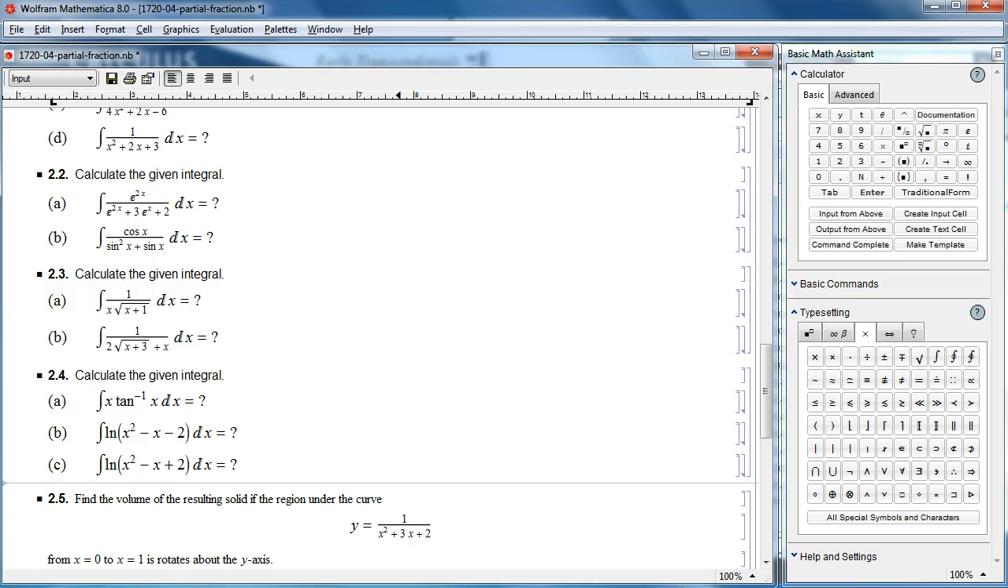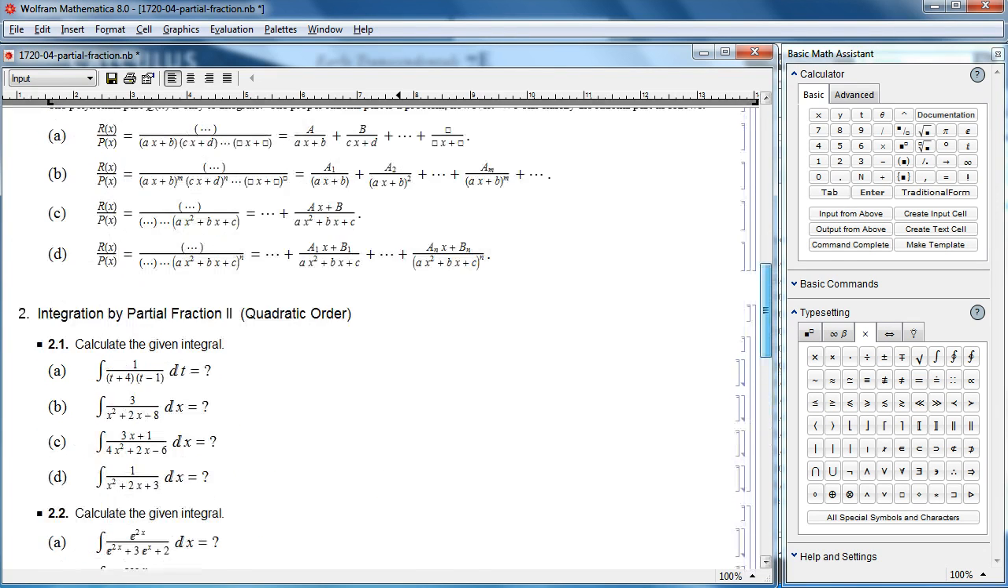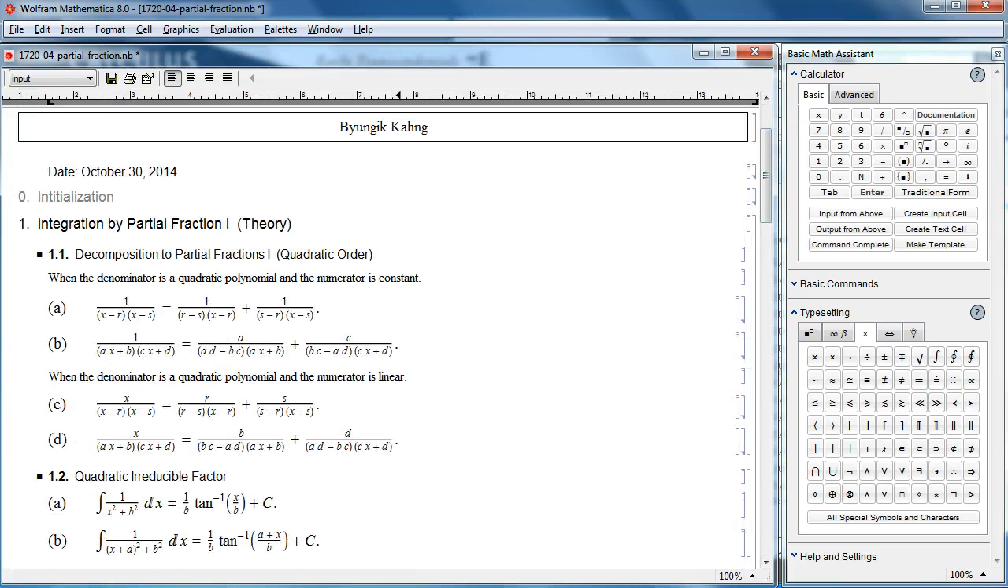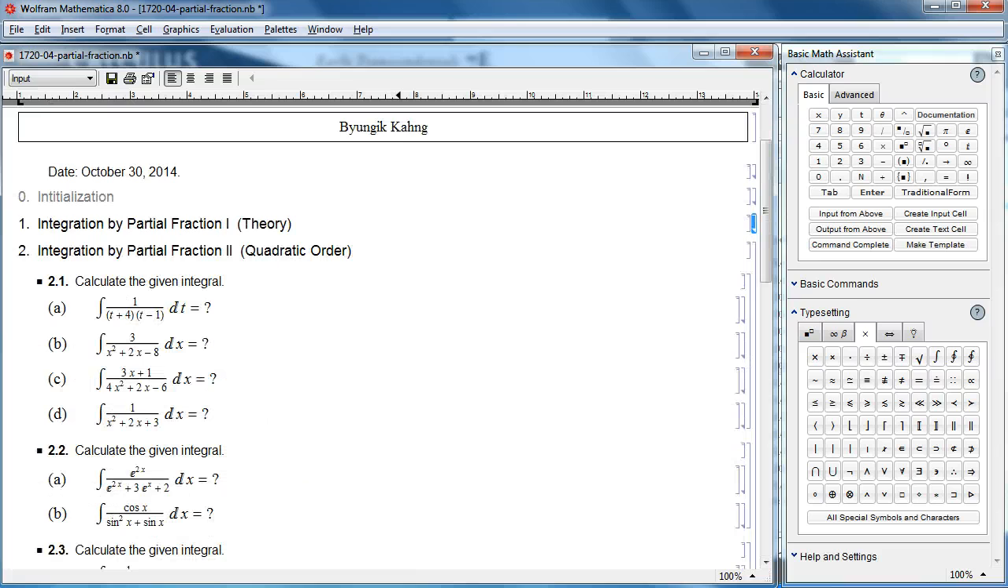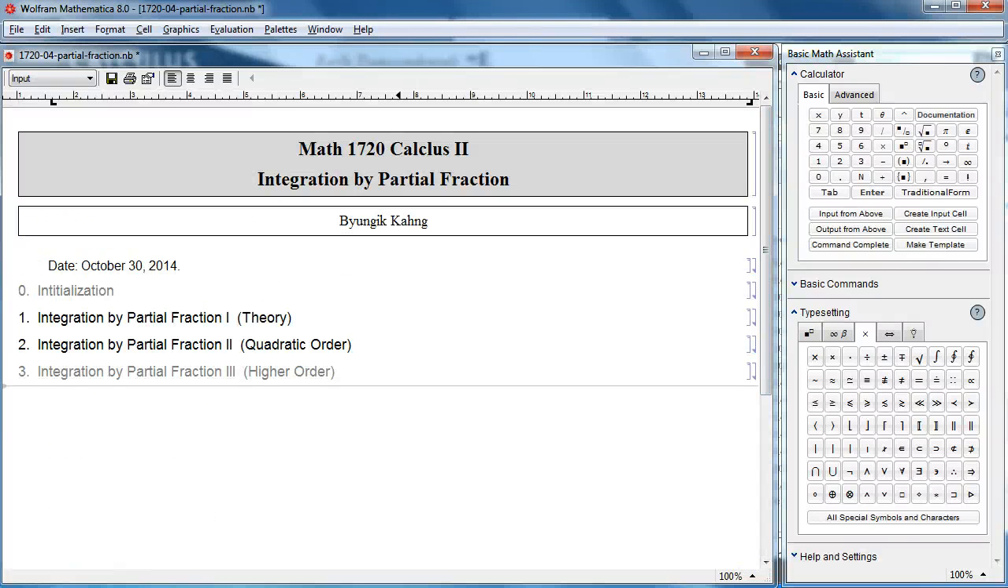2.4, I think these kinds of problems exceed the level I'm gonna set for this course. And 2.5, this one's okay. As a matter of fact, in our textbook, there are some cylindrical shell problems that are okay. And hopefully WebAssign also picks up those kinds of problems too. That concludes 7.4, integration by partial fractions.